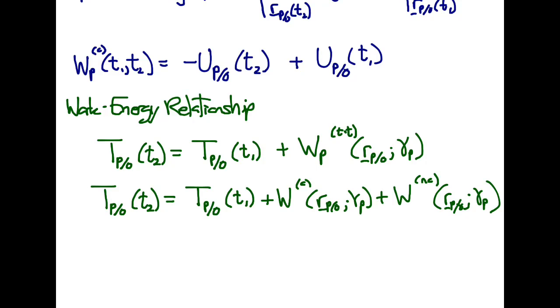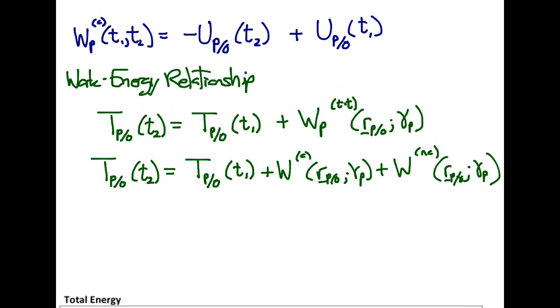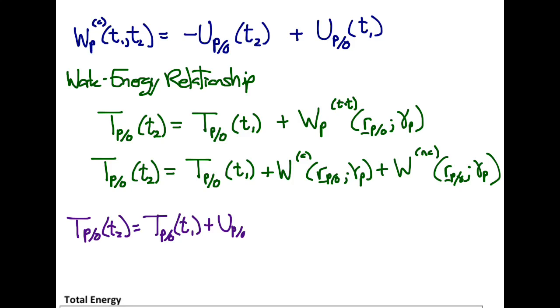So now if we substitute our relationship here between potential energy and our work due to conservative forces into our now expanded work-energy relationship, we're going to get the following, where we have the kinetic energy of P with respect to O at time 2 is equal to the kinetic energy of P with respect to O at time 1, plus the potential energy of that particle with respect to O at time 1 minus the potential energy of P with respect to O at time 2, and then that took care of our conservative forces.